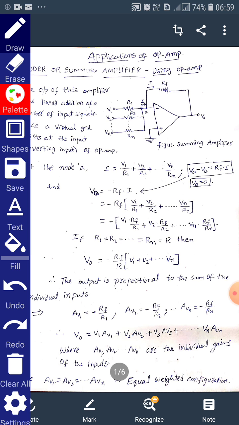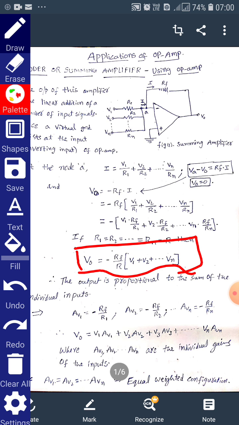And in place of I we can substitute V1 by R1 and so on up to Vn by Rn, which we got from KCL. If you simplify this, we get the equation minus V1 into Rf by R1, where Rf is the feedback resistance taken from output to the input. And suppose we take all the resistances R1 equal to R2 and so on equal to Rn equal to R, then we get the output voltage V0 is equal to minus Rf by R into the sum of all the individual voltages.